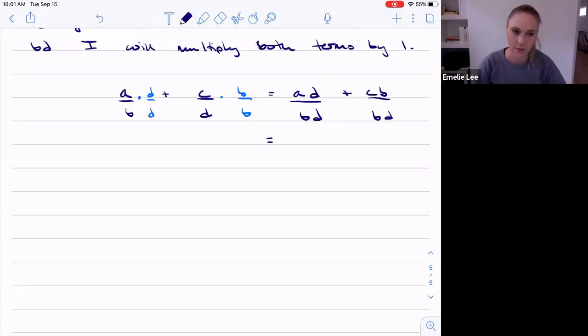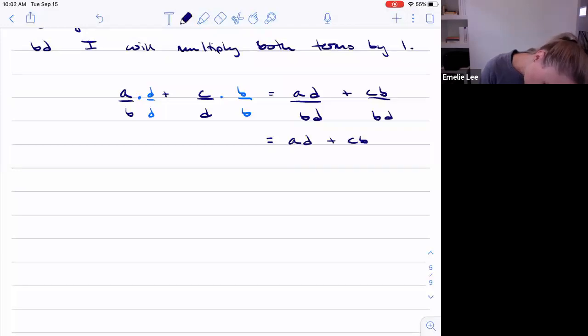So now I've got that common denominator, so now I'm able to add these up. I've got AD plus CB over BD.